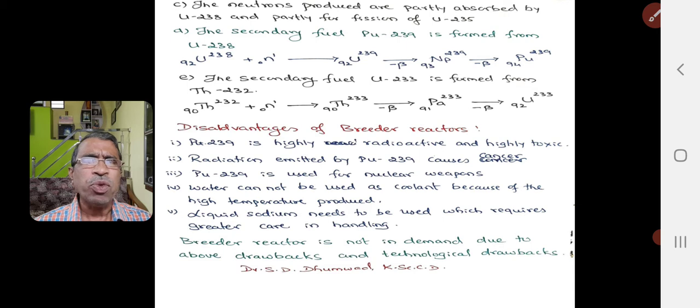Water cannot be used as coolant because of the high temperature that is produced during the reaction. Liquid sodium needs to be used, which requires greater care in handling. Therefore, the breeder reactor is not in demand due to the above drawbacks and technological drawbacks.